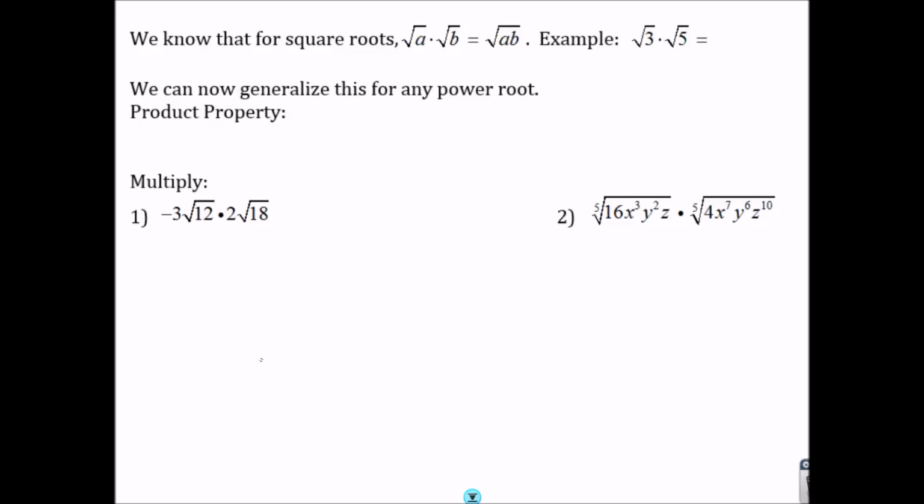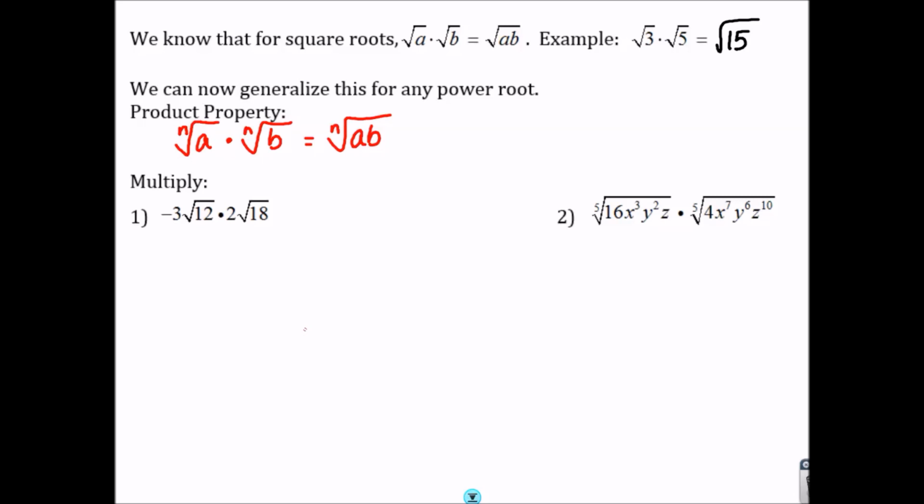So we know that for square roots, if you have the square root of a times the square root of b, that's the same thing as the square root of a times b. For example, the square root of 3 times the square root of 5 is the square root of 15. We can generalize this for any root. So the product property says that if you have the nth root of a times the nth root of b, that equals the nth root of a times b.